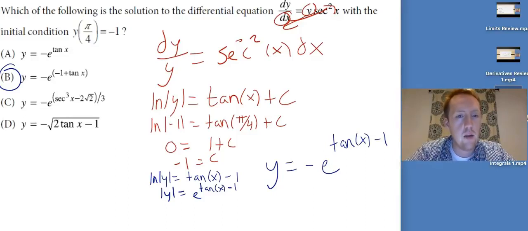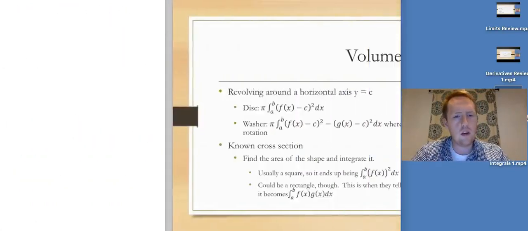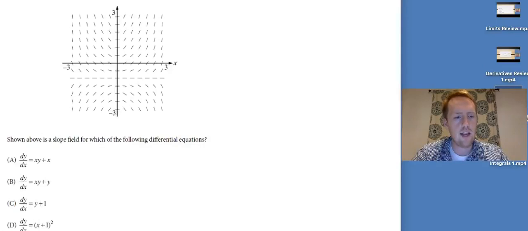Plenty of points to be had here. I'm about to do another example of it, but I hope you see there are lots of points for you to get. Oh, I'm not going to do another example. Oh, I guess I'm a liar. All right, well, let's look at the slope field.